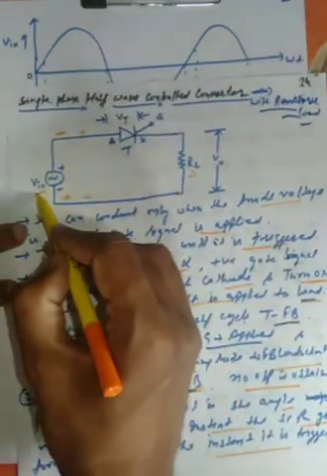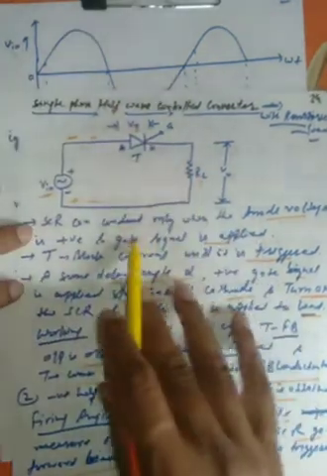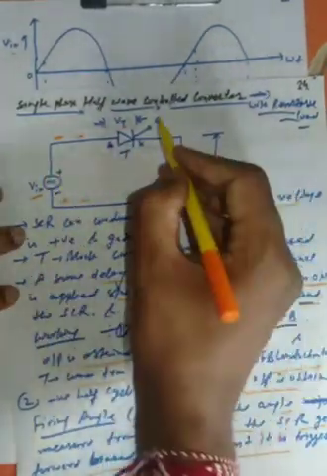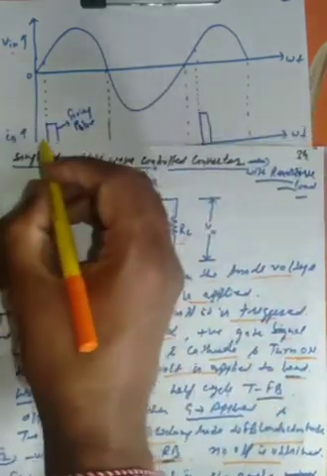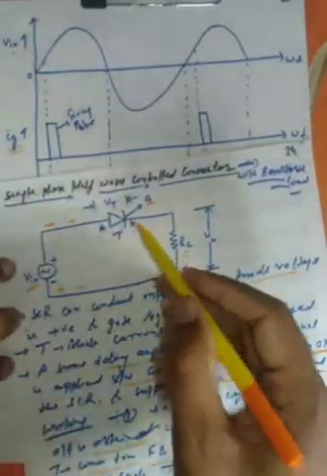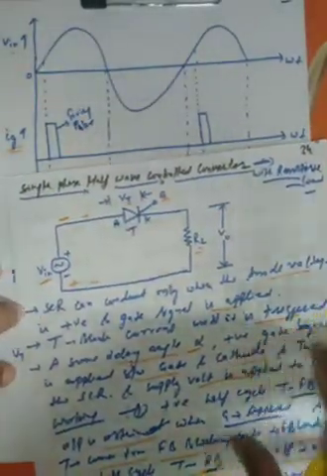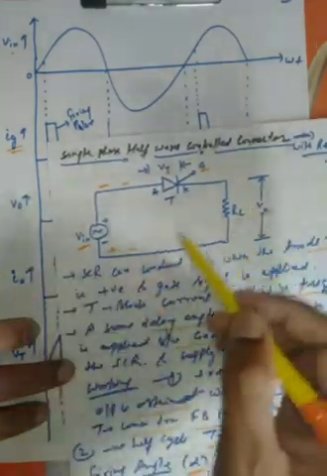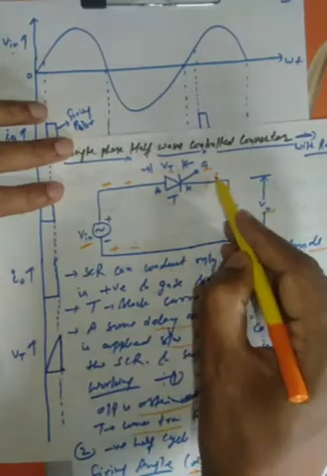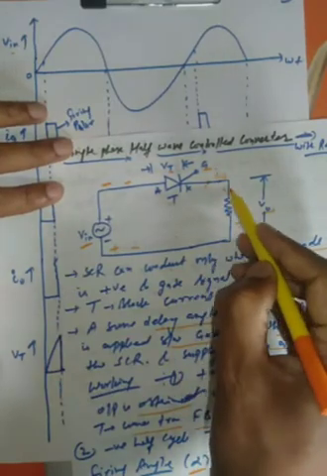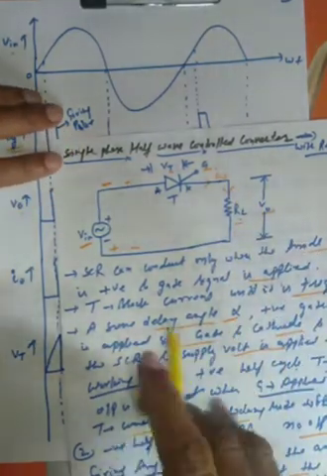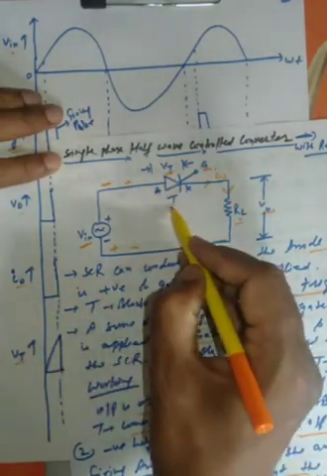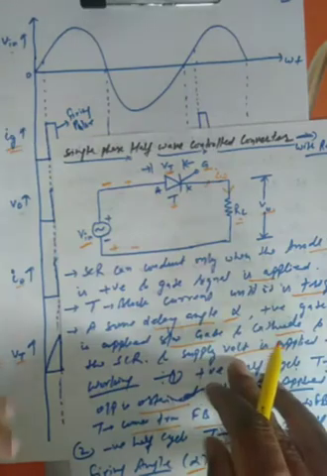One is you have the input V in, and then you have the output. To get the output we need a gate pulse, that is IG should be applied across the thyristor gate current, and then you get the output voltage. Then there is an output current, that is IO, which will be flowing through the resistive load, and the last one is VT, the voltage across the thyristor.